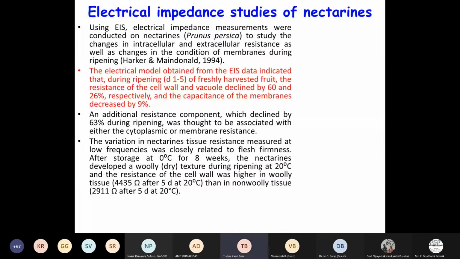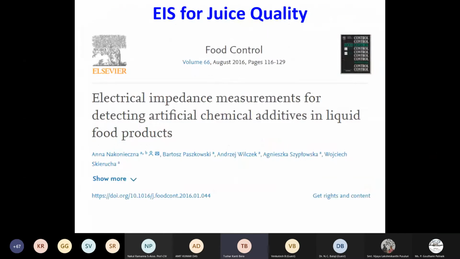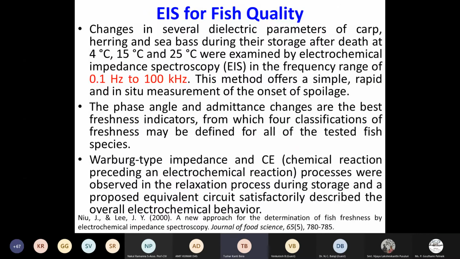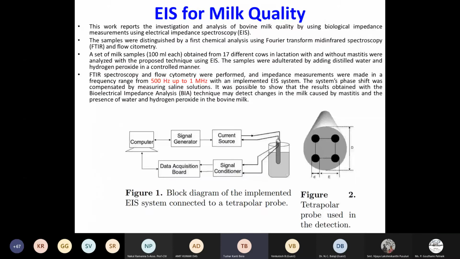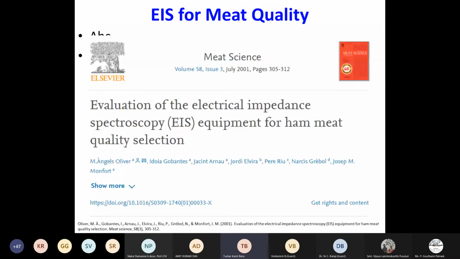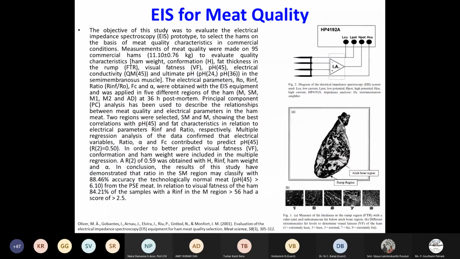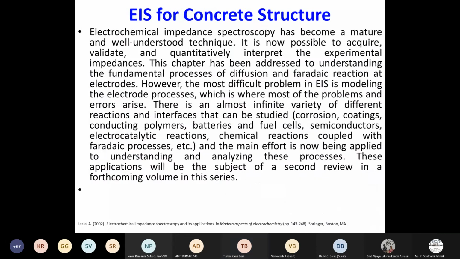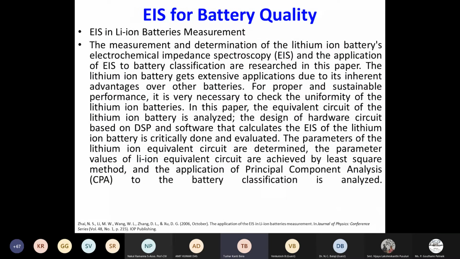Several fruits can be studied for ripening and all. Also health measurement, juice quality, fish quality, and milk quality or meat quality. These are all food technology. For the battery also, for the lithium-ion batteries, which is very useful battery nowadays in our recent time.